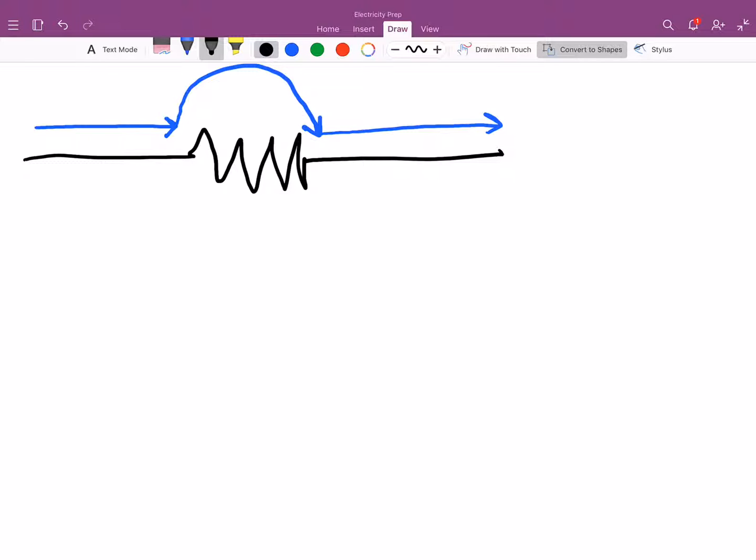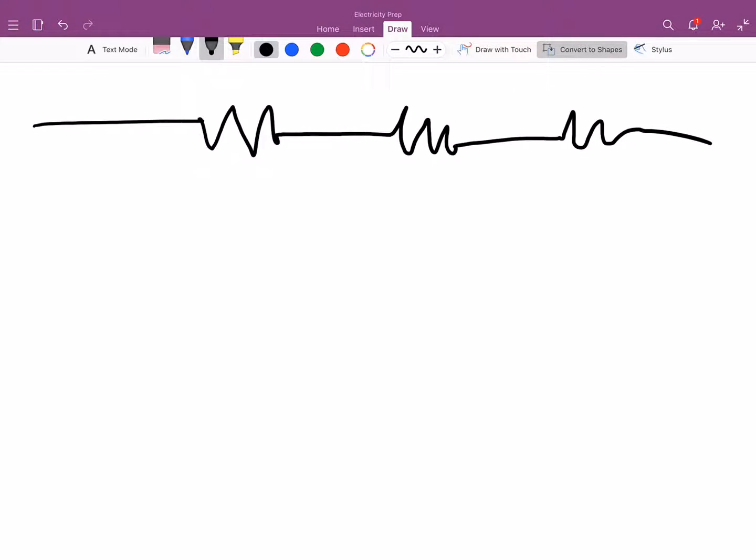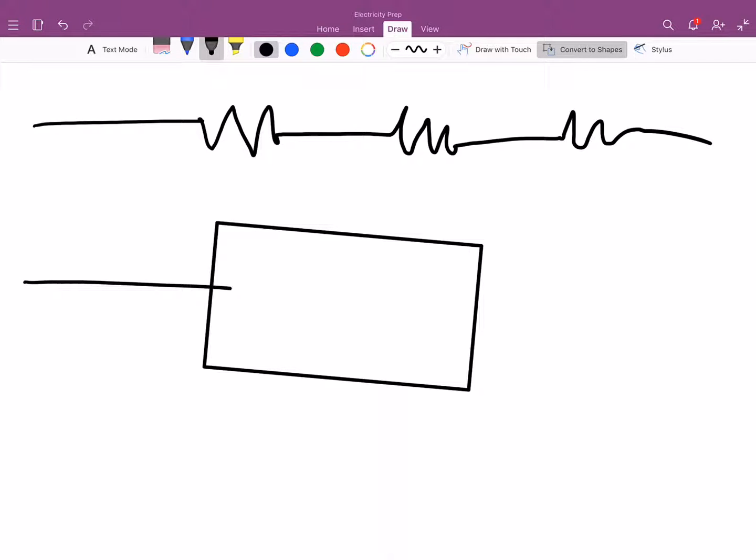Now, resistors come in two generic formats. We have serial. This is a combination of linear resistors after a few successions. We also have parallel, which in this case will draw a set of three. So erase this. Draw in our resistors.